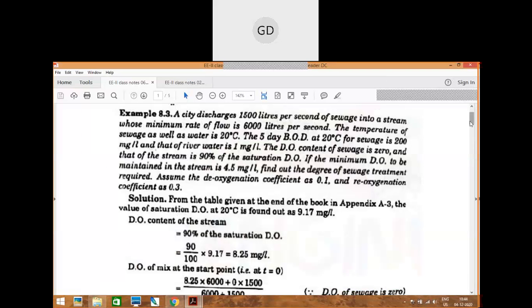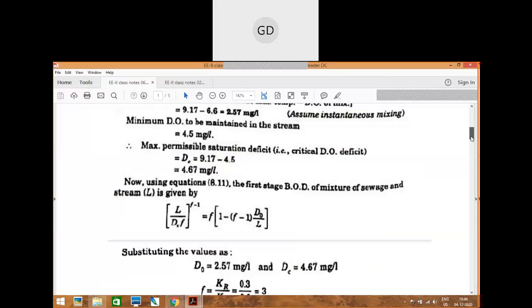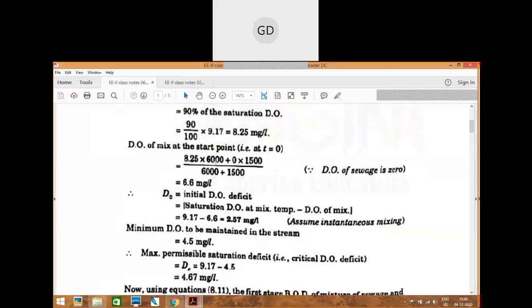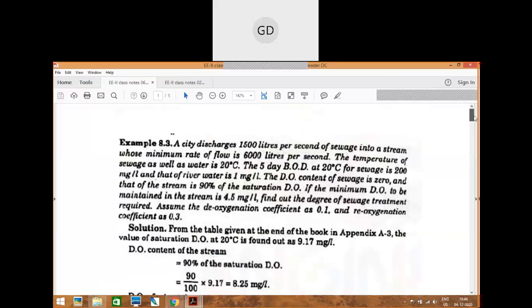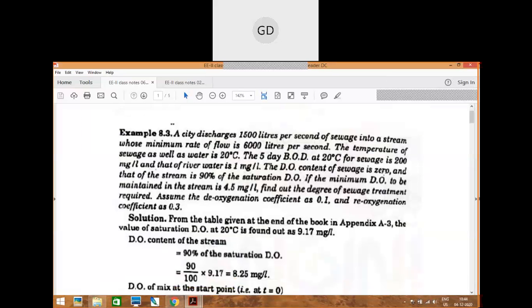So what is the concentration of the stream? The discharge concentration is 6000. Plus it is your CR. CR is given as 0. You see, the DO content of sewage is 0, so it is given here as 0.